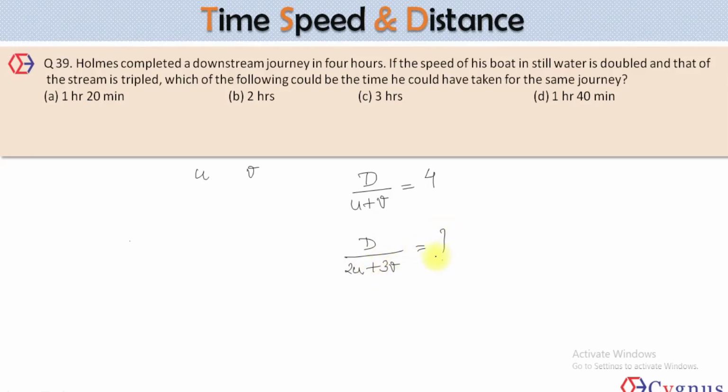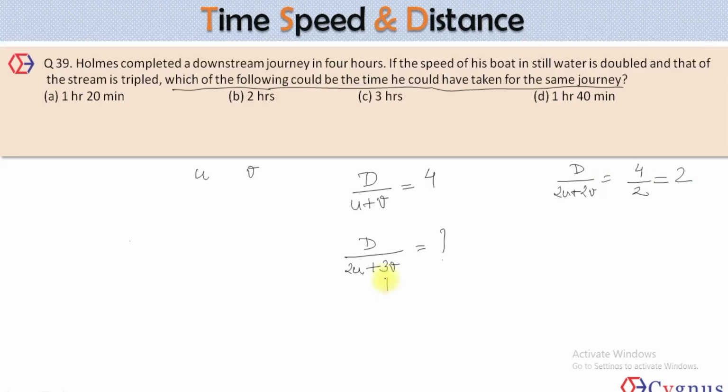Then what will be the time taken? Which of the following could be the time he could have taken for the same journey? That means you're not looking for the exact answer. You are looking for what? Possibilities here. Now look at this one. D by u plus v is 4. If I double both numerator and denominator, then it should become d by 2u plus 2v. So the answer should also become what? 4 by 2. That means 2.